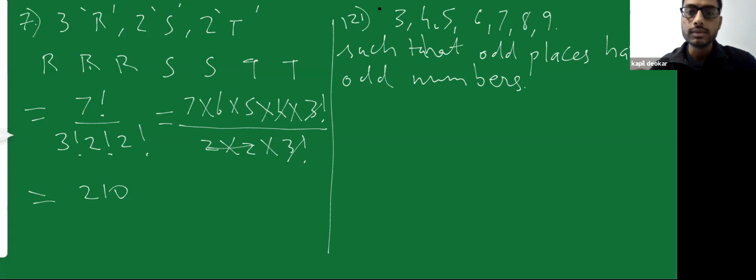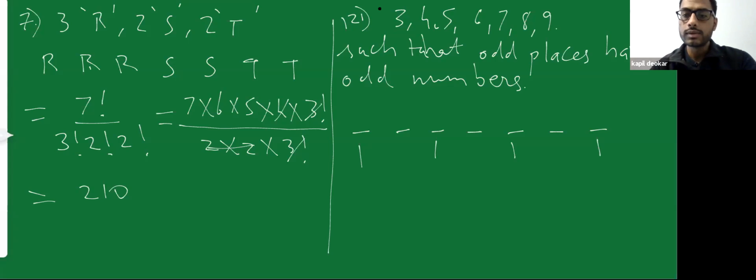Okay, so how many numbers are there? 1, 2, 3, 4, 5, 6, and 7 numbers. I want odd numbers to be at odd places. Which are odd numbers? 3, 5, 7, and 9. Which are odd places? First, third, fifth, and 7. So these are my odd places.